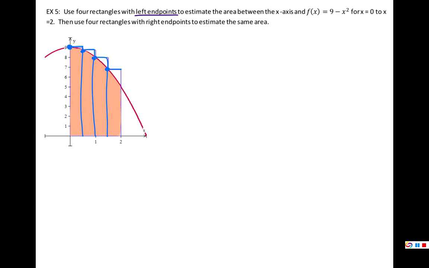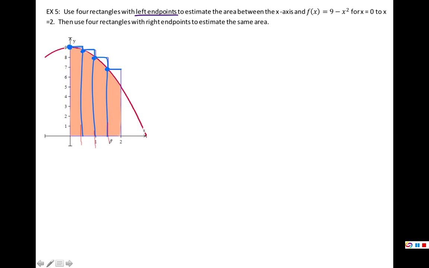We are going to start by just estimating this area by dividing the region into rectangles. So this problem says use 4 rectangles. And so what that means is I'm going to divide this orange region into 4 regions of equal width. So I just cut it in half, and then I cut those in half. So I've got 4 regions of equal width.